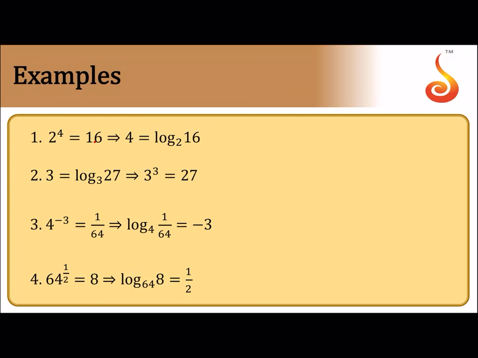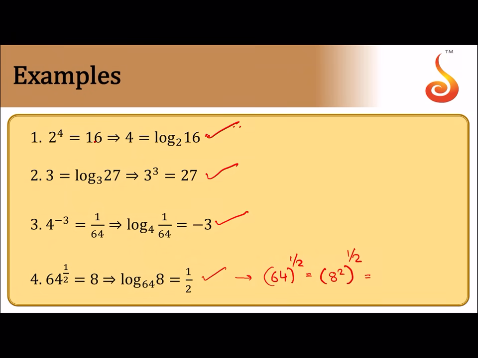I hope you understood. Let's move further. Now, 2 to the power 4 equal to 16 implies 4 equal to log base 2 of 16. Similarly, 3 equal to log base 3 of 27, 3 cube equal to 27. 4 to the power minus 3 is 1 by 64, implies log base 4 of 1 by 64 is minus 3. 64 to the power 1 by 2 is 8, log base 64 of 8 is 1 by 2.